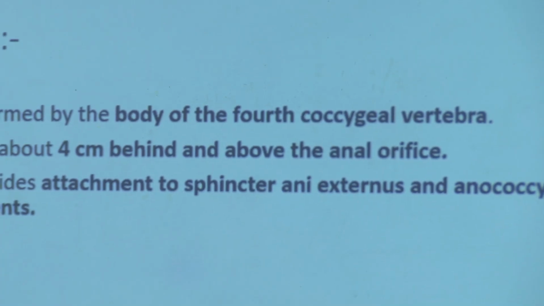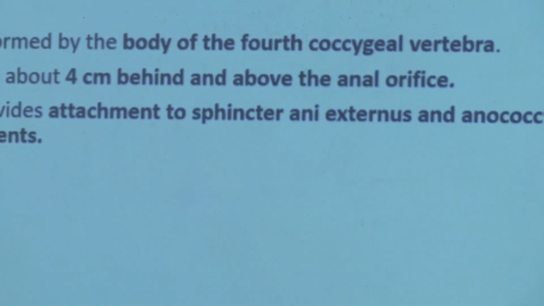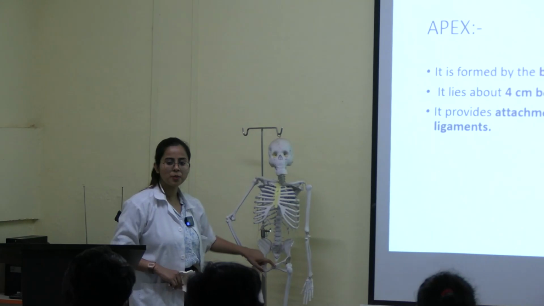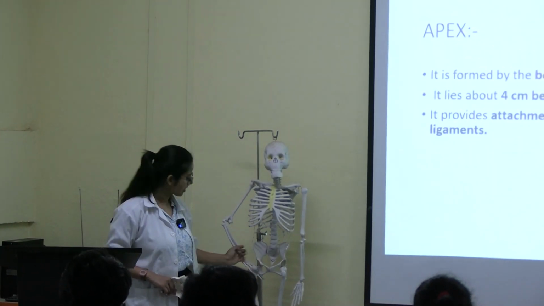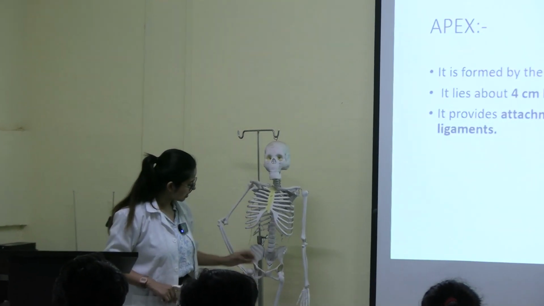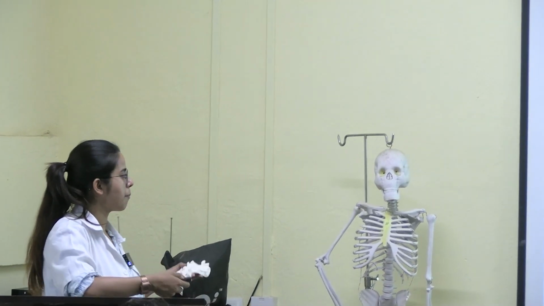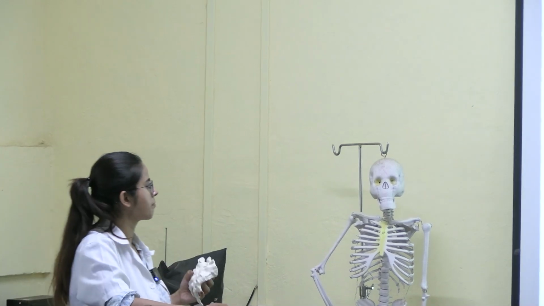Now the apex. You can see that this is the apex. It is lying just opposite to the superior margin of the pubic symphysis. This is the apex of the coccyx, just opposite to the superior margin of the pubic symphysis.